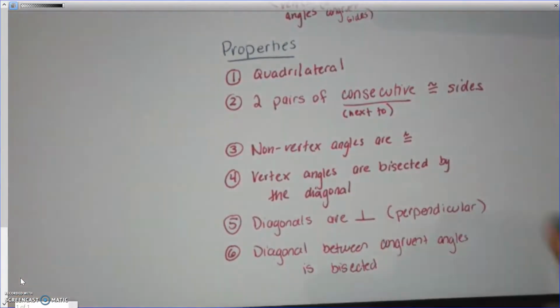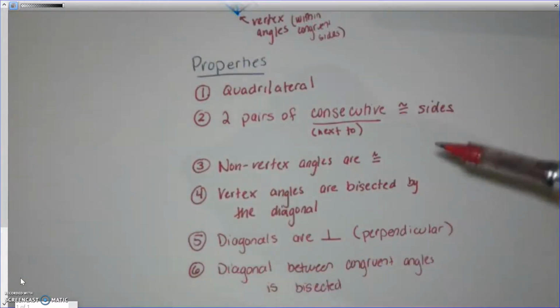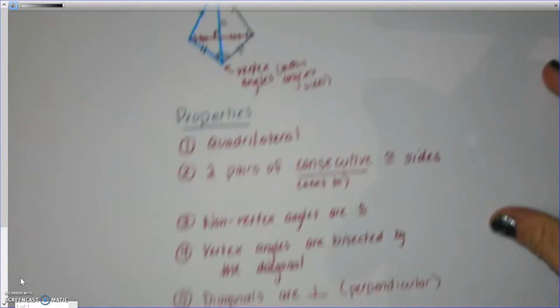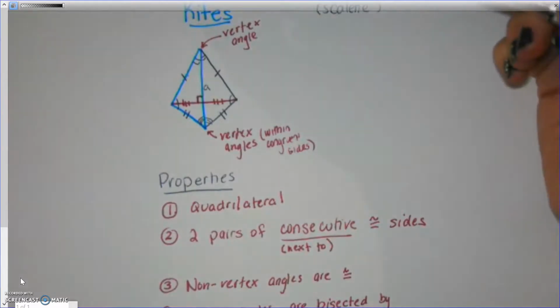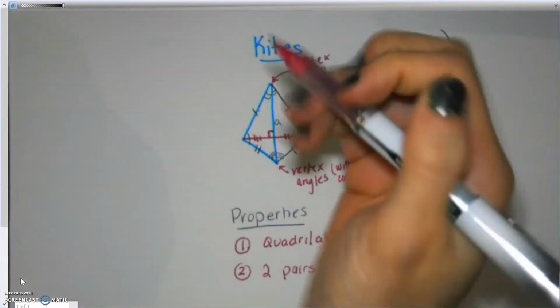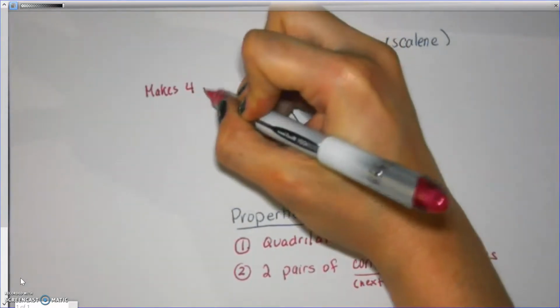So now let's talk about a couple of things about how we can use this kite, because these are all of our properties. A lot of these should be familiar. The only difference is where they are in our shape compared to, say, a parallelogram. Well, if we look at our kite, I see 4 small triangles within my kite. Now, what do I know about those 4 small triangles? They all are right triangles. So we know that our kite makes 4 right triangles.